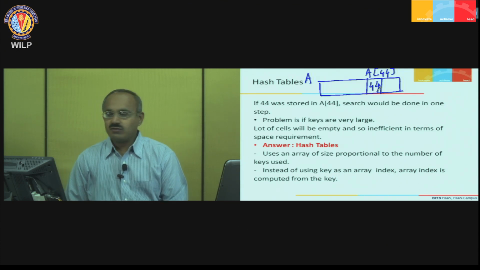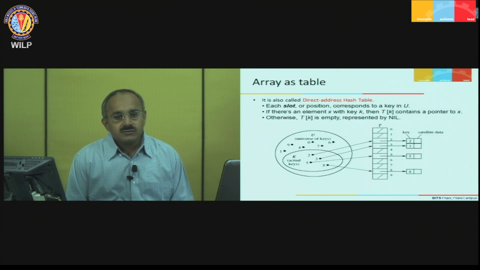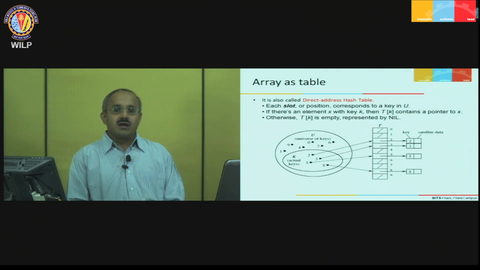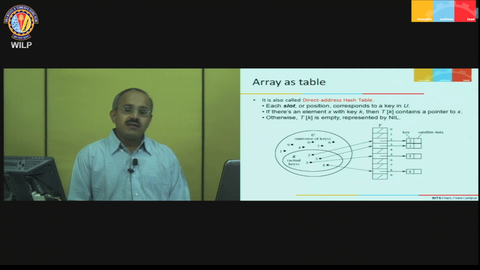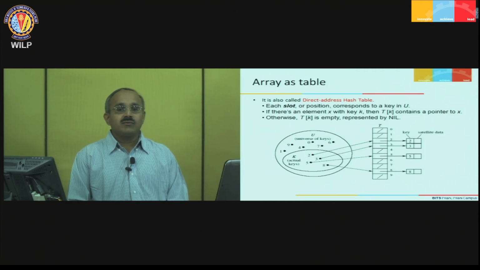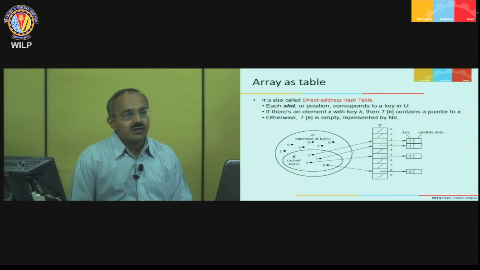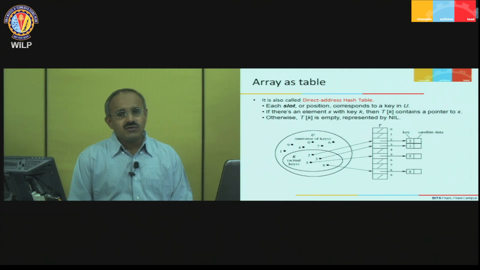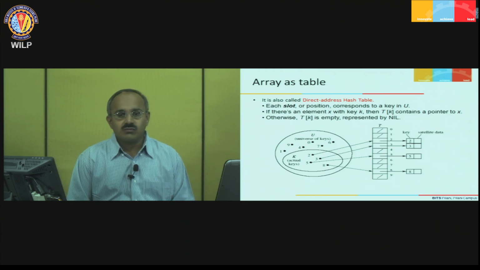This idea of storing key k at array index k is called a direct address hash table. So, if you use the key directly as the array index, what we get are direct address hash tables. In this, each slot or position corresponds to a key in U. U is the universe of the keys that we are going to deal with. So, it is a large universe from which the keys are going to be drawn.